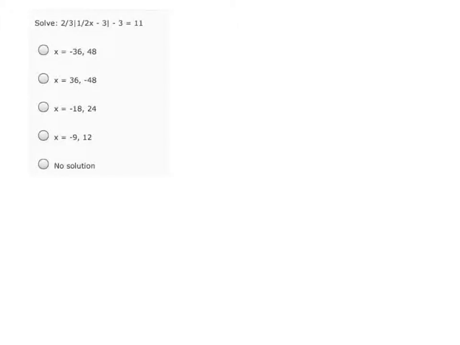Alright, this is problem number 3. It says solve 2/3 times the absolute value of 1/2 x minus 3 equals 11. So let me rewrite the problem. We have 2/3 times the absolute value of 1/2 x minus 3 equals 11. We know our first step is to isolate the absolute value.